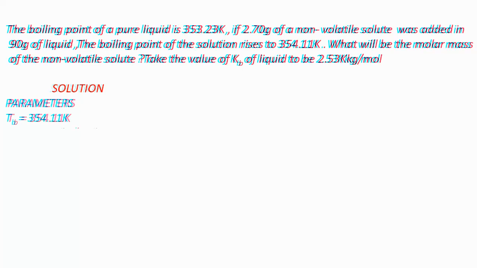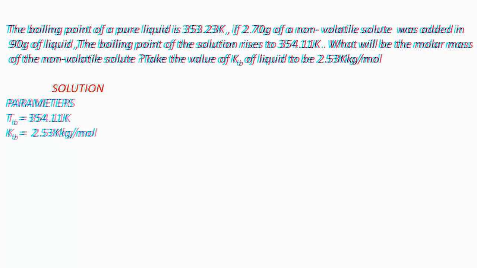Now let's go through the question again to get other parameters. The question also said the boiling point of a pure liquid is 353.23 Kelvin, if 2.70 gram of a non-volatile solid was added in 90 gram of a liquid, the boiling point of the solution rises to this. Now, when you check this question, you will discover that they gave us a constant, which is Kb of the liquid to be 2.53 Kelvin kilogram per mole. So we have our constant already.